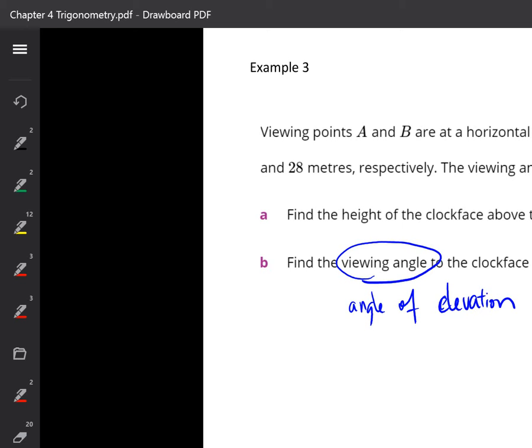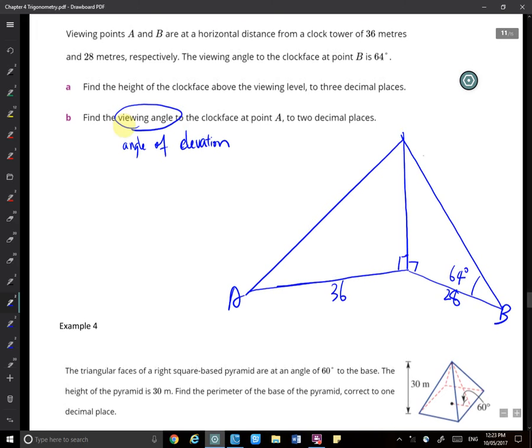Okay, let's see if we have the same thing. Do you have something like that? Yes? So that's the clock, and the clock tower is here. Let's say it's horizontal here; I'm just showing 3 dimensions. Someone is standing 36 away from it, and someone standing over there 28 away from it, and we all look at that.